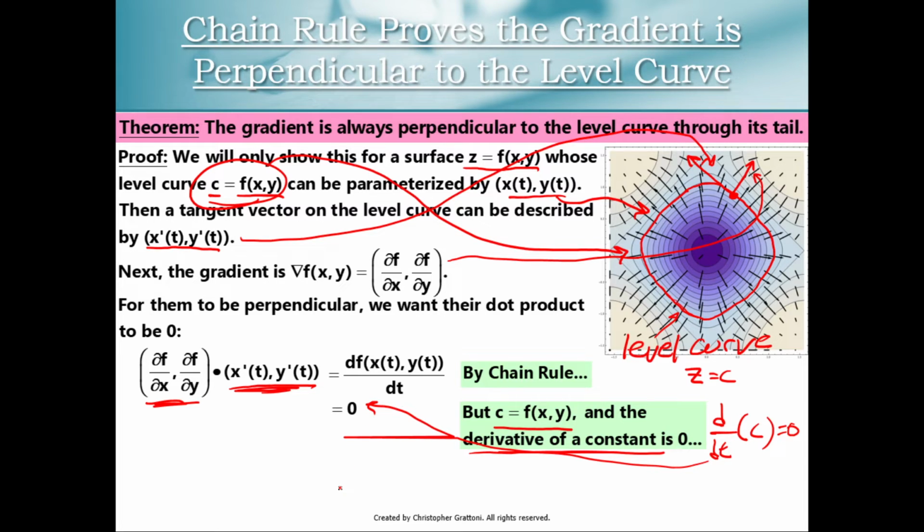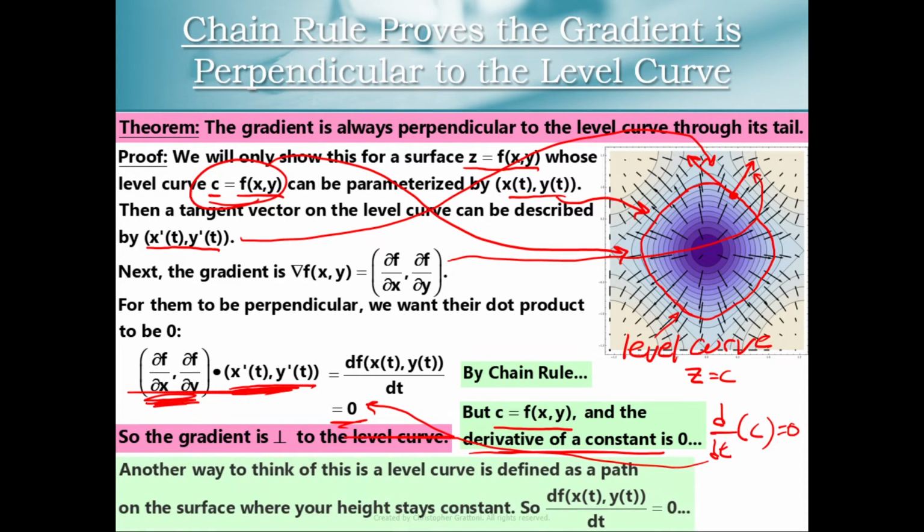And wait a minute, that's exactly what I wanted to prove. Now I know that gradient dot tangent is equal to 0. I just proved that the gradient is perpendicular to the level curve. The gradient vector is always perpendicular to the level curve passing through its tail. All right, so there it is.